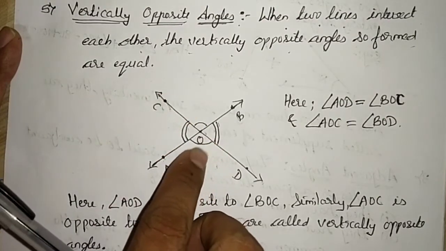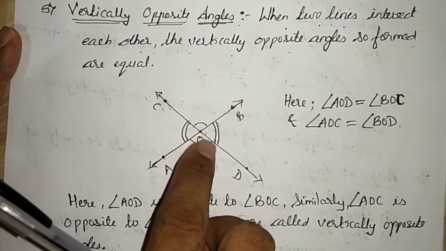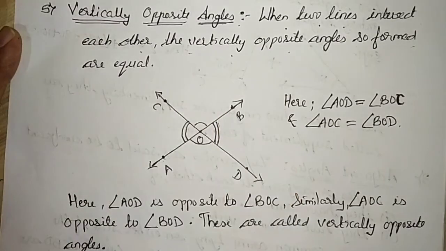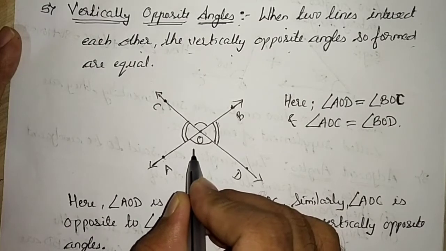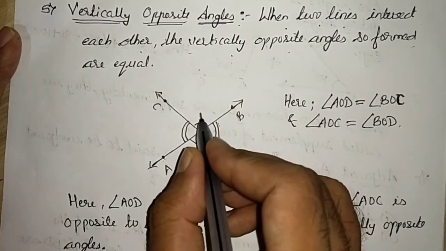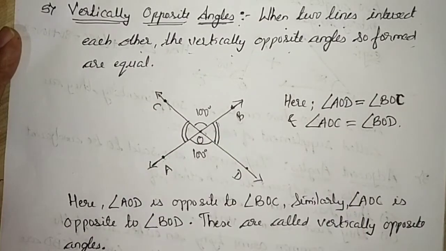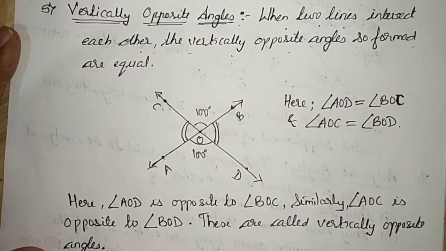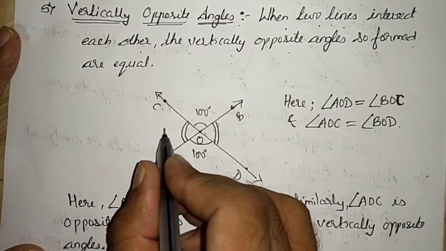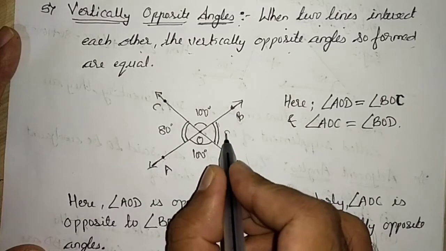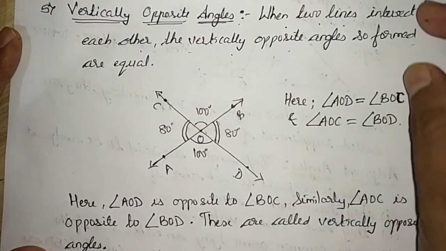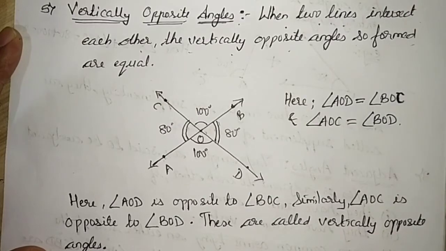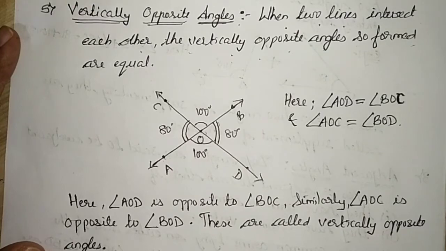So the vertically opposite angles so formed are equal. That means whatever the measure of this angle is, it will also be the measure of this angle. Let us say if this is 100 degrees, then this will also be 100 degrees, right? And if it is 80 degrees, then this is also 80 degrees. This is the definition of vertically opposite angles.